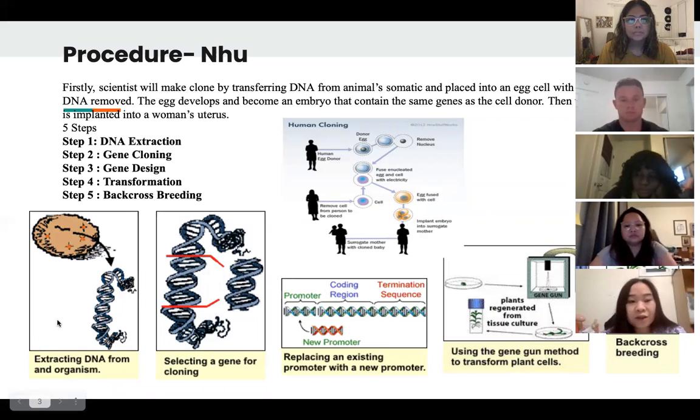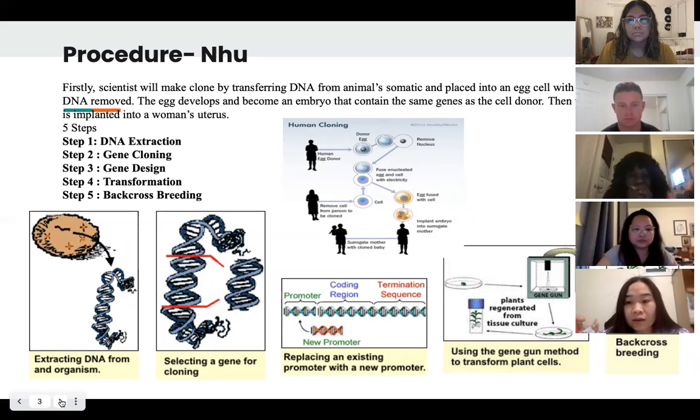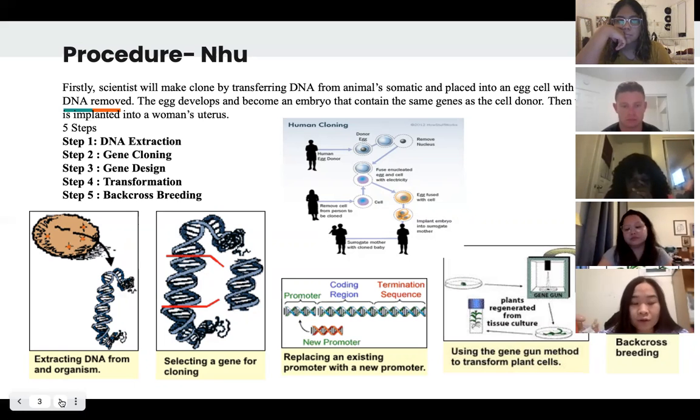So for the procedure in humans, firstly, the scientists will make a clone by transferring the DNA from the animal's somatic cell into the egg cell with the nucleus and DNA removed. The egg develops and becomes an embryo that contains the same genes as the cell donor. Then the embryo is implanted into the woman's uterus.